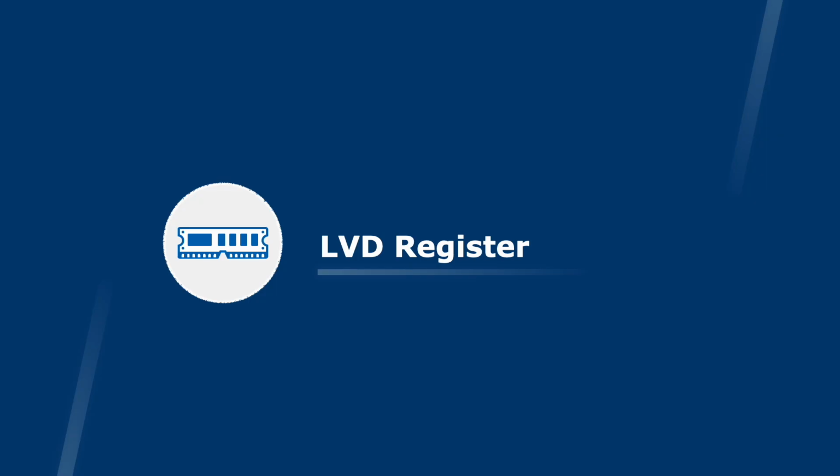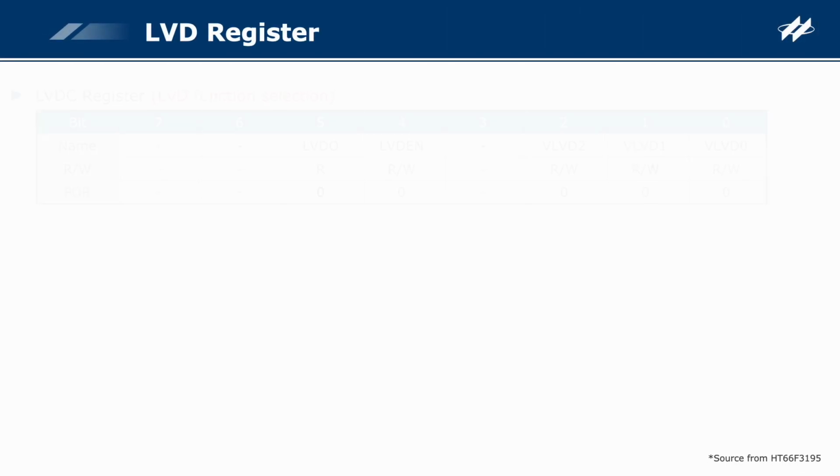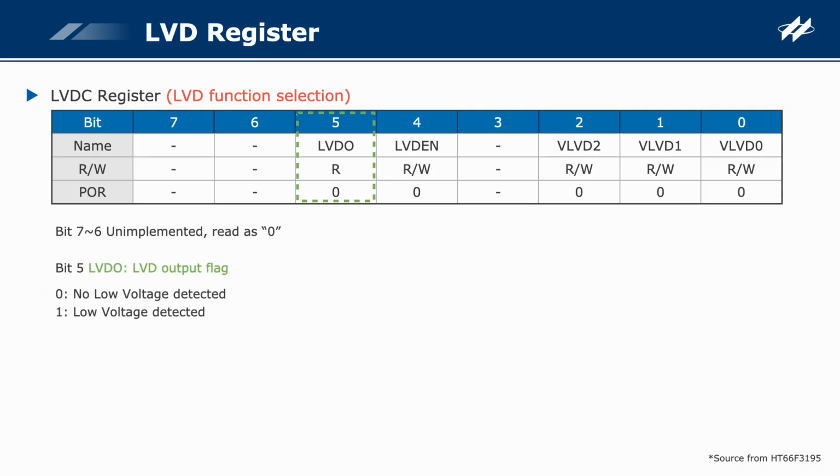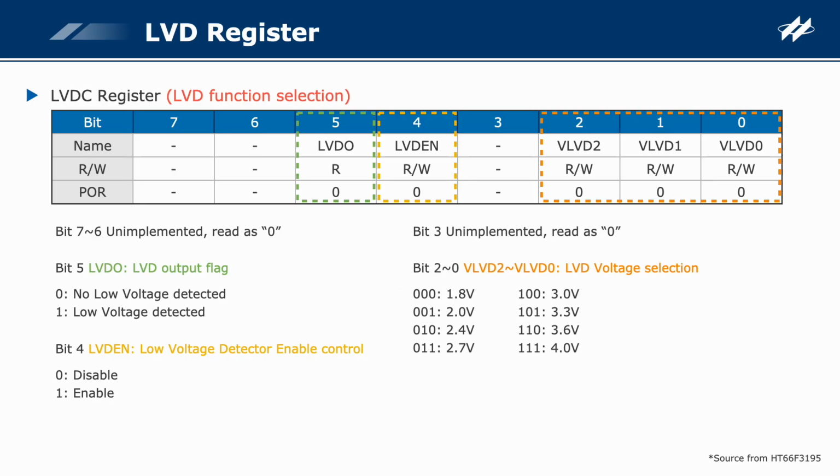LVD Register. The low voltage detector function is controlled by the LVDC register. When the LVDO bit is set to 1, this indicates that the current power supply voltage is lower than the preset low voltage value. The LVDEN bit is used to control the overall on-off function of the low voltage detector. As the low voltage detector will consume a certain amount of power, it may be desirable to switch off the circuit when not in use, an important consideration in power-sensitive battery-powered applications. The VLVD2 to VLVD0 bits are used to select the preset low voltage value.